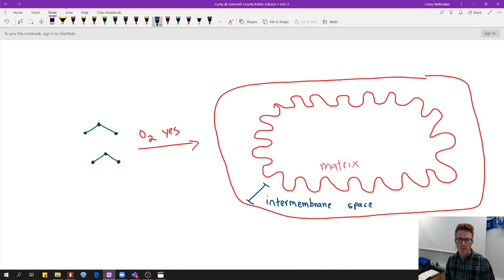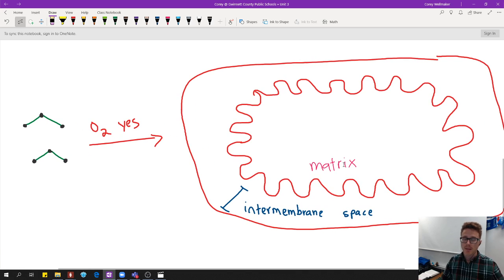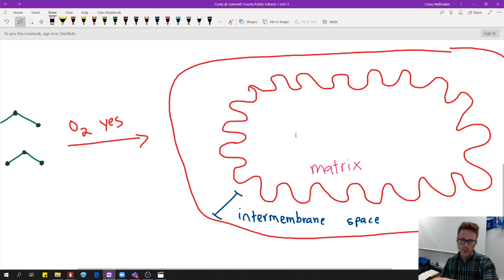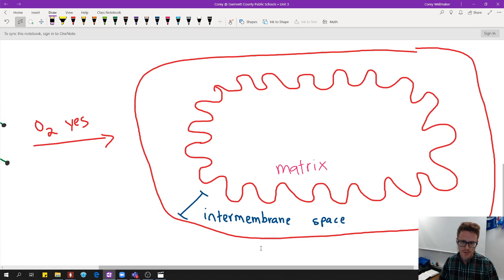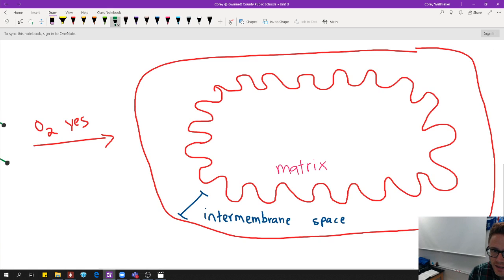It's going to cross the inner membrane thanks to the help of transport proteins. Remember, this is a large polar molecule. It needs to cross these phospholipid bilayers. So we've got some transport proteins facilitating this process. I'm just going to draw one pyruvate at a time to try to keep this as simple as possible, but just keep in mind that we've actually got two pyruvates coming in.